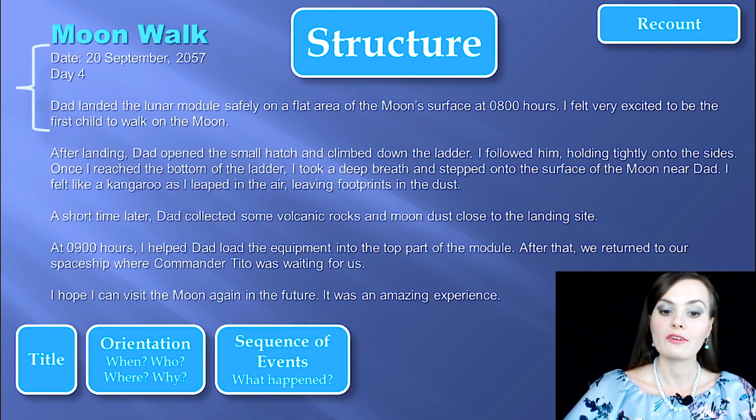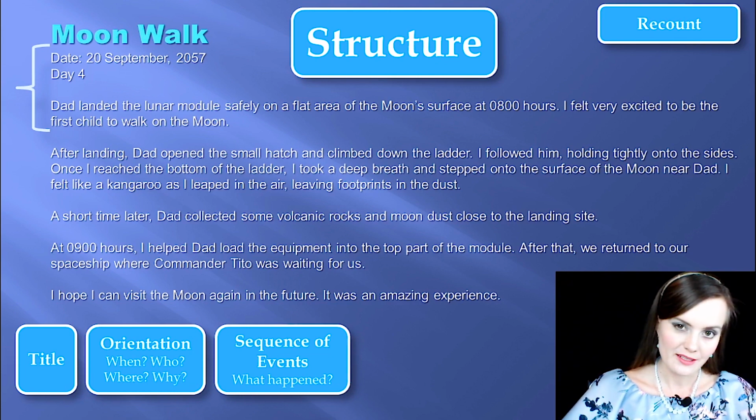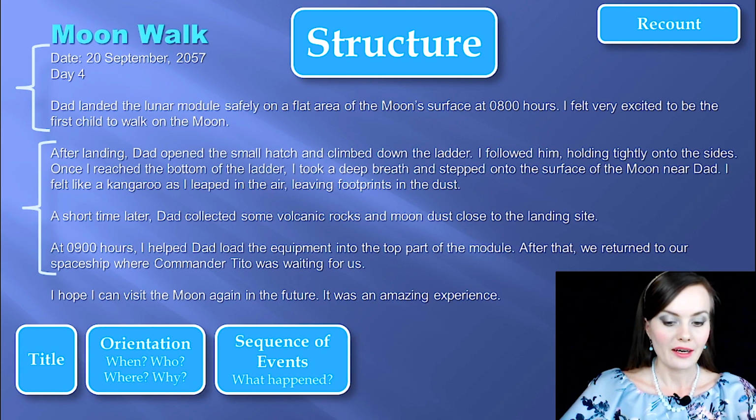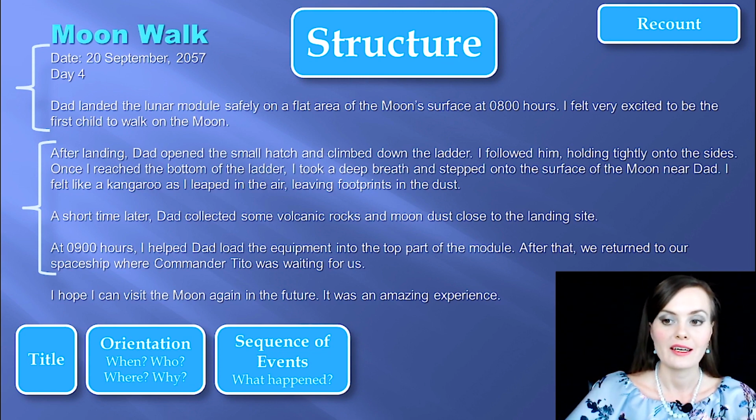Next part is the sequence of events. So the author should tell us what happened. Where in the text does it tell us what happened first, then, next, and after that? Let's find it. Here you go. We have 3 paragraphs that tell us what happened. So we can see after landing what happened, then what happened a short time later, what happened at the 0900 hours, right? What happened after that? So we can see the sequence of events in this part.